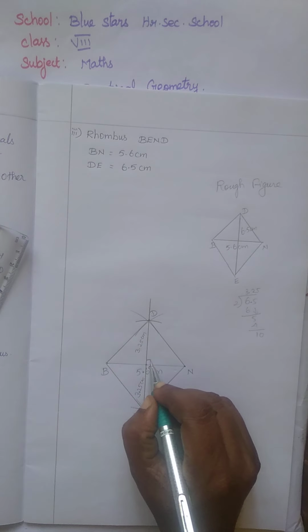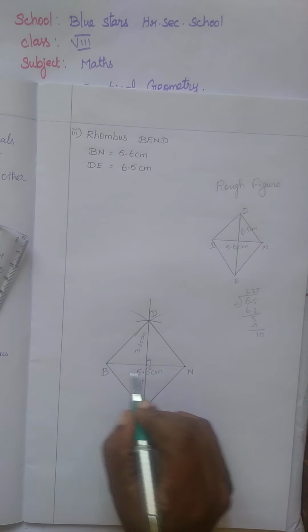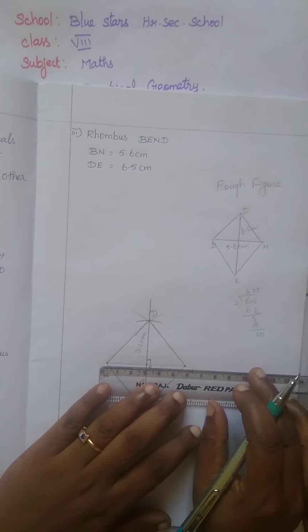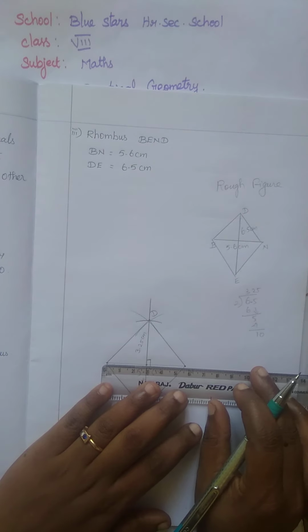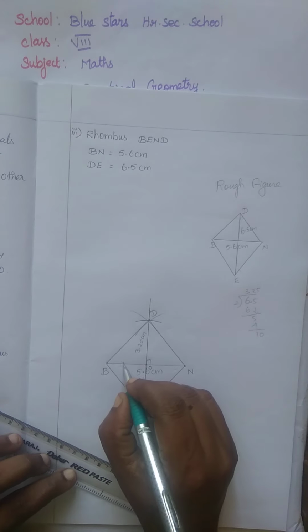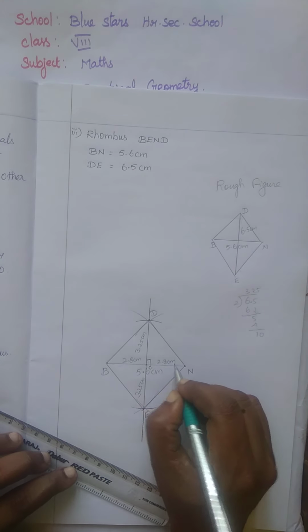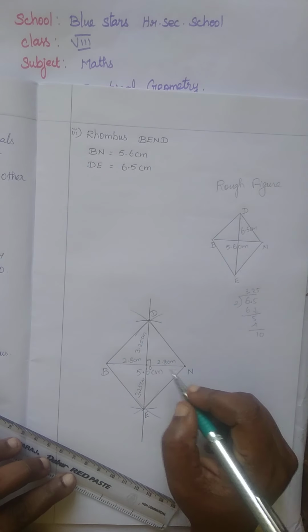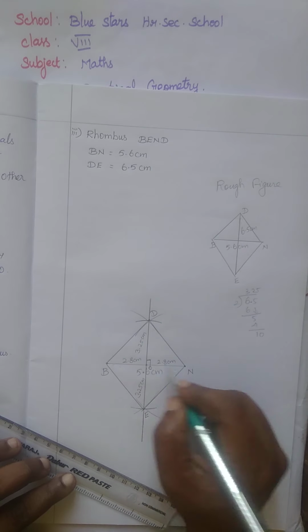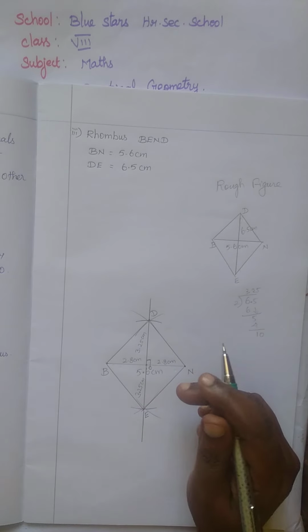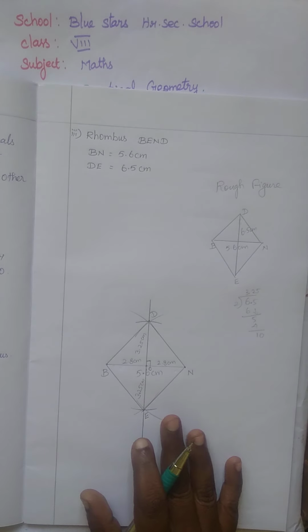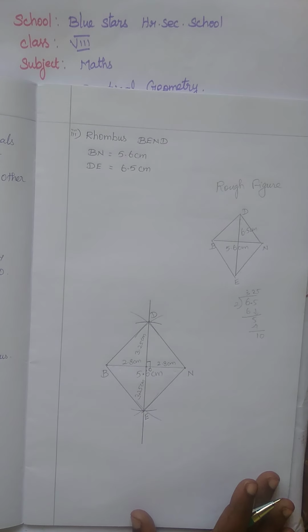This is exactly on the perpendicular line. This is exactly 90 degree. When we divide the number by half, we check and write. What is the length of BO? 2.8. This is 2.8 centimeter, here also 2.8 centimeter. Overall it is 5.6, dividing into 2 equal parts, that is 2.8 centimeter, 2.8 centimeter. So this is the diagram of rhombus BEND, we have drawn it.